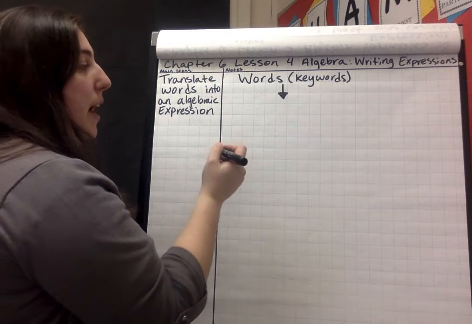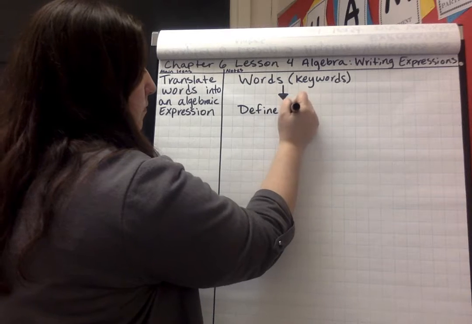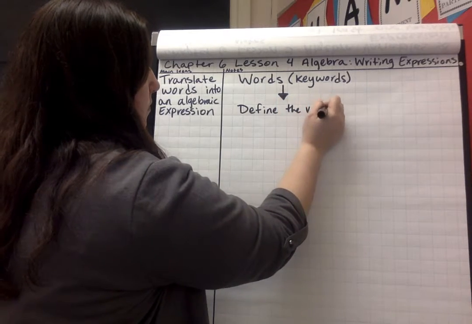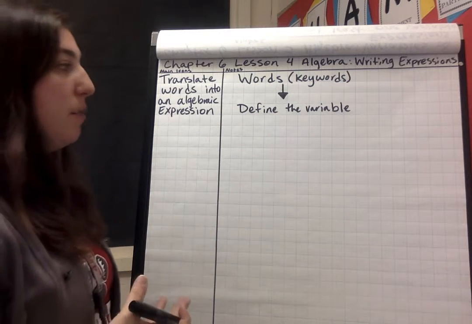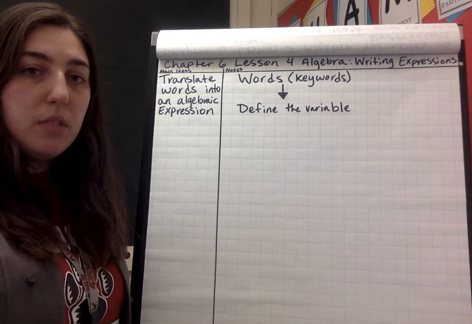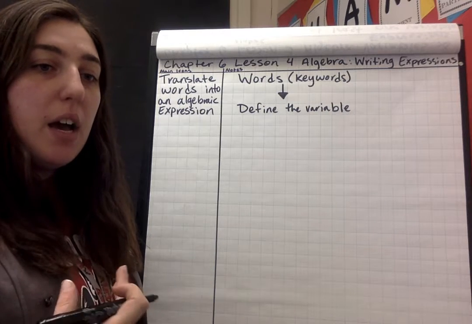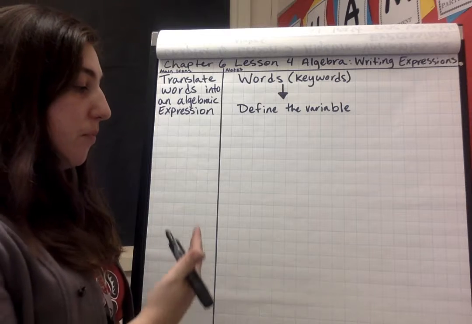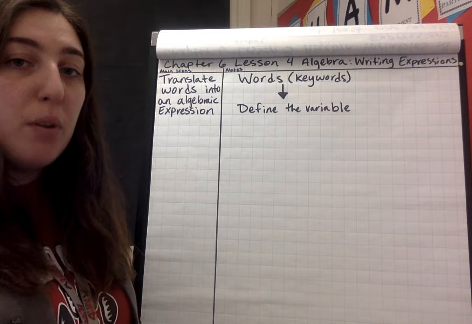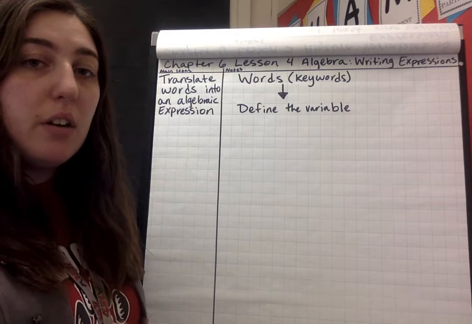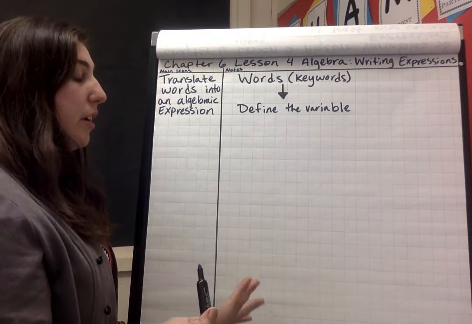Then we are going to define the variable. Okay, so the variable is going to be something that we don't know. It's going to be an unknown number of something, and we have to define it. You can represent the variable as any letter in the alphabet. Just remember, we don't want to use the letter O because it looks like a 0. But you can use any letter in the alphabet.